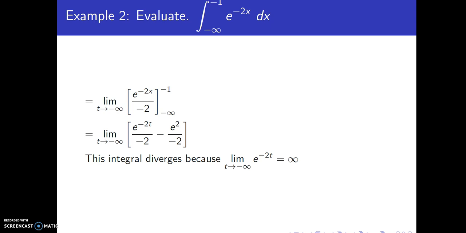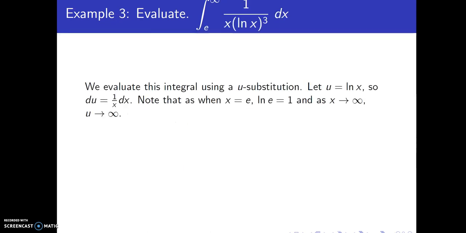If you look at the limit of e to the negative 2t as t goes to negative infinity, you get something that goes to positive infinity, so it's divergent. So the whole integral, because we're taking that quantity and dividing by negative 2, it's probably actually going to go to negative infinity, but for our purposes, we just care whether or not it converges or diverges, so we can just say this diverges. Okay, so let's go to one last example that involves a u substitution.